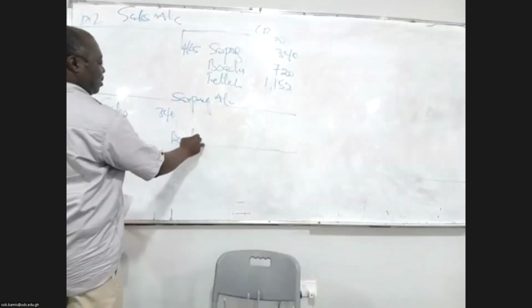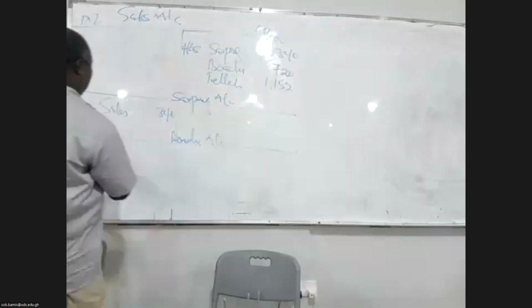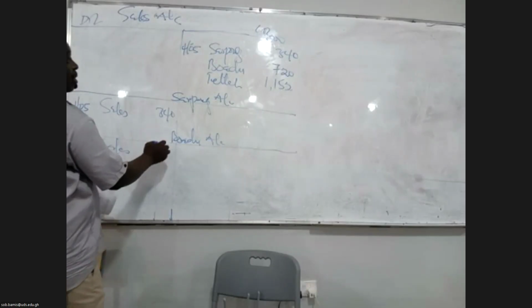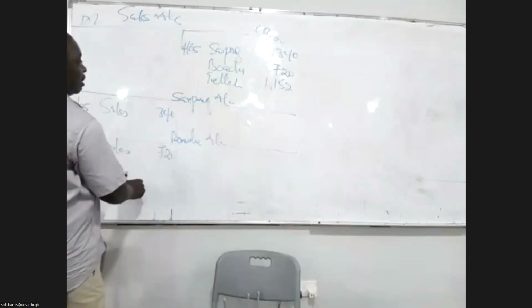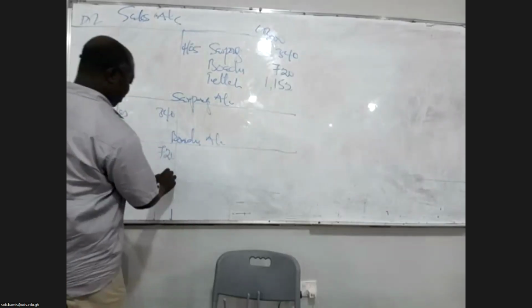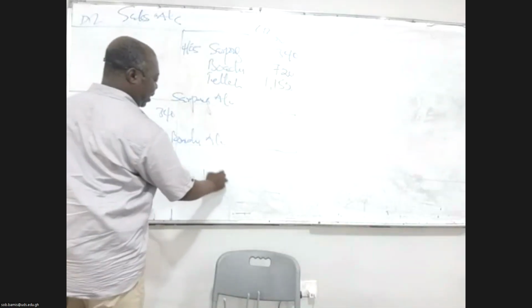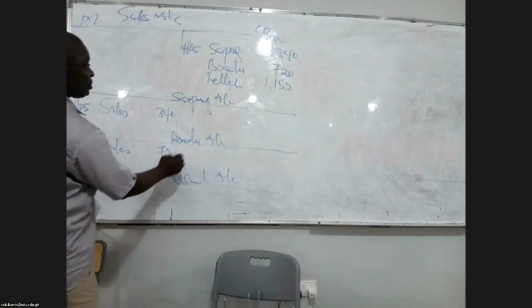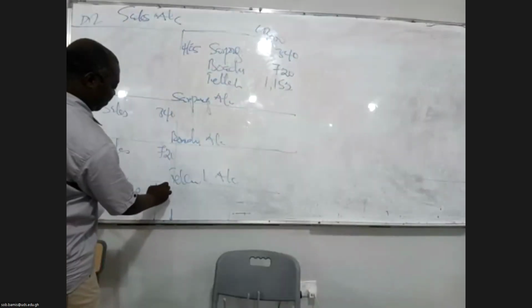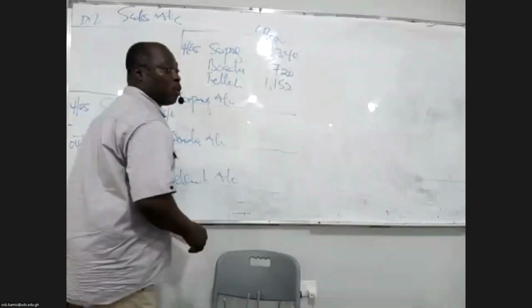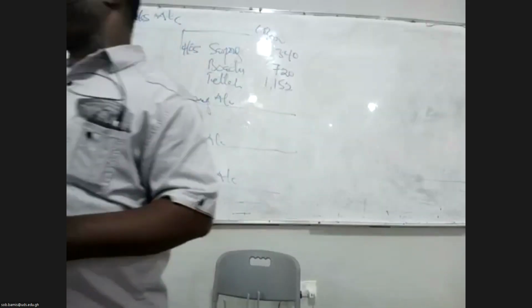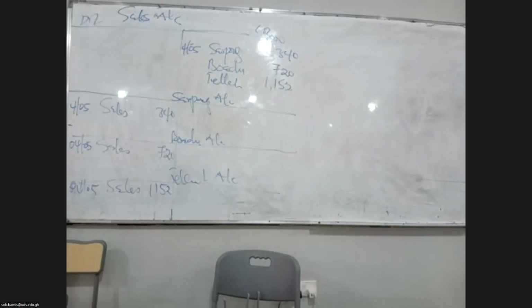Boidu's account on the 4th of May, we say sales. How much? 720. Tete's account on the 4th of May, we say sales. How much? 1152. Are we all together? Good.